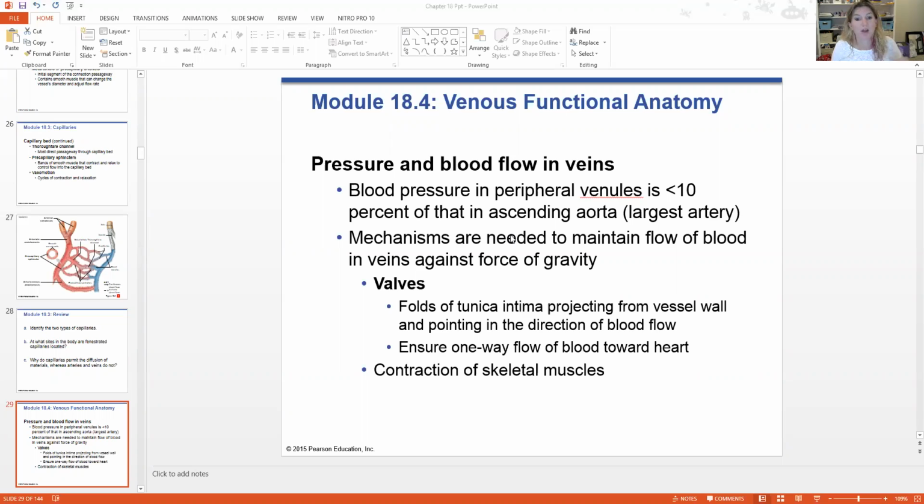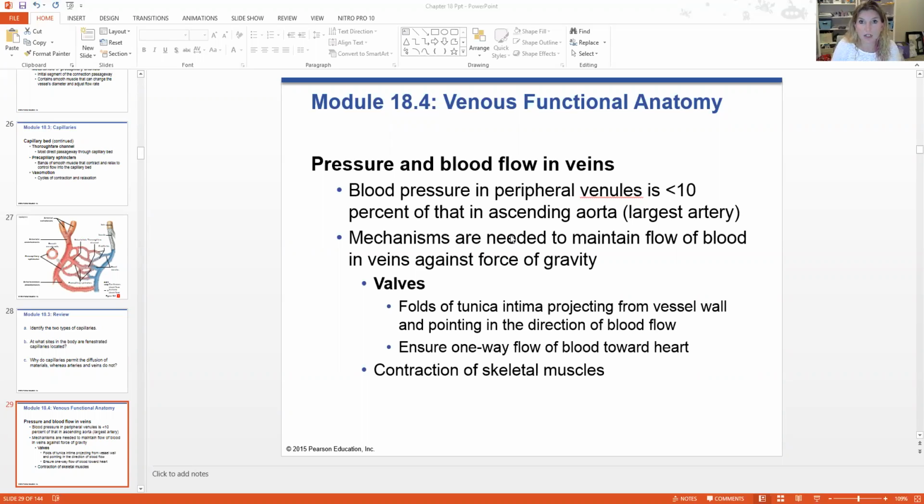There are valves that are within the tunica intima, basically little extra folds that will prevent the backflow of blood backwards, basically. So it's maintaining the forward movement of blood through the vessels. And the contraction of skeletal muscles also helps with this.